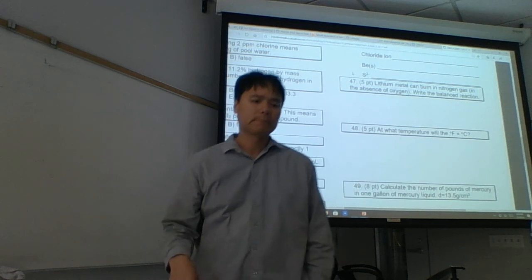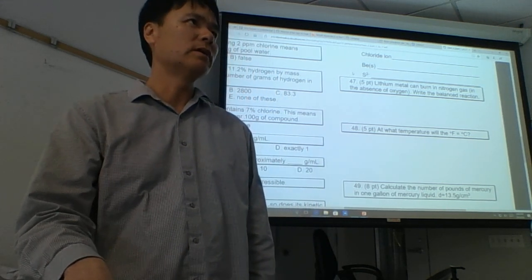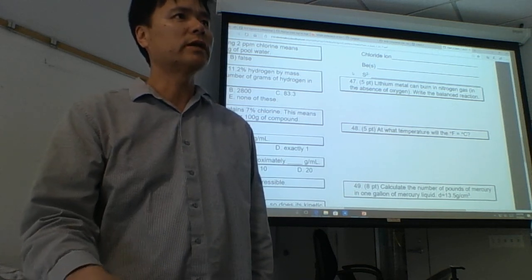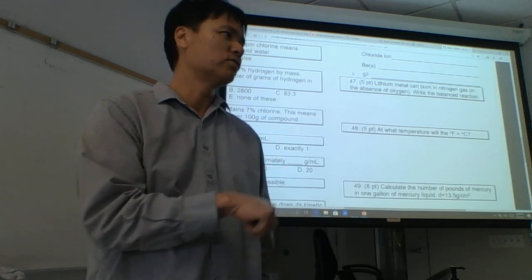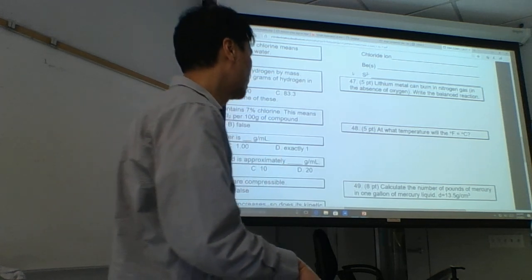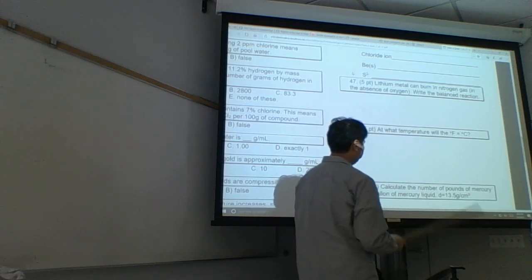But some people just remembered it and wrote minus 40. If they don't show the work, then I can't give them full credit. So over the summer, some people wrote down minus 40 because they just remembered it from class. I need to see the work for full credit.